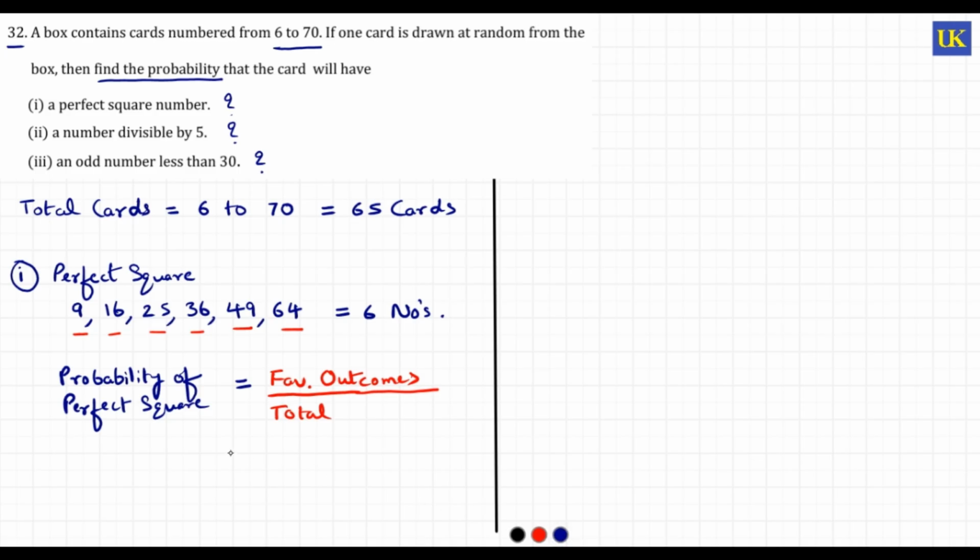Okay. Now, favorable outcomes are how much? 6. 6 cards we have here, right? And total is how much? Total how many cards do we have? 65. So 6 upon 65 is our answer for perfect square. Now we will see the second one.